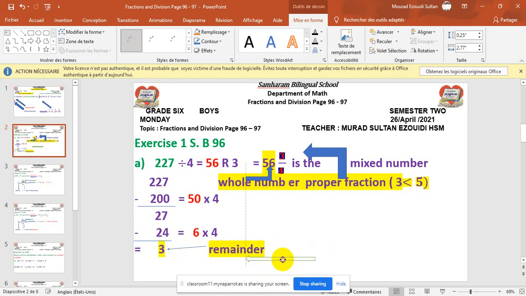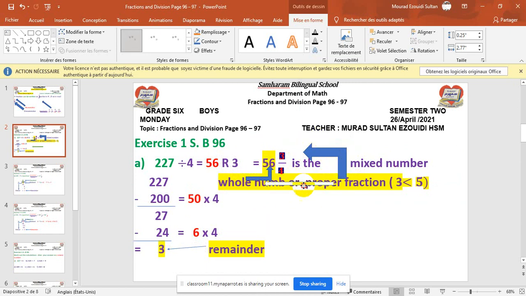So if we would like to find the answer, the quotient and the remainder, you just add 50 plus 6. It will be 56. I will write it as a quotient 56. Then what is the remainder? The remainder is 3. So this is the answer. It will be 56, remainder 3. Or also you can write it as 56 3/4. 56 is the whole number, and 3 is the remainder, and 4 is the divisor.